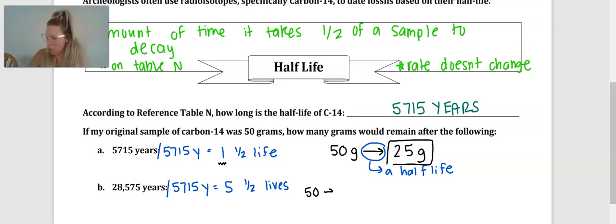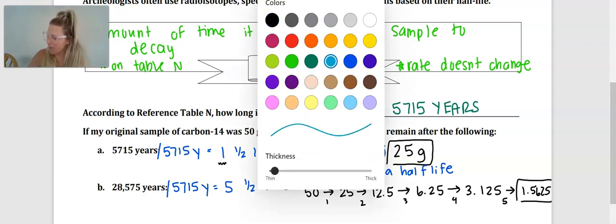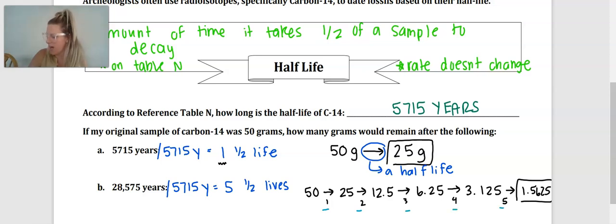So 50, 1 arrow, 25, 2 arrows, 12.5, 3 arrows, 6.25, 4 arrows, 3.125, and that's again 1, 2, 3, 4, and now our 5th arrow is 1.5625 grams. And this is why I like this arrow method. It helps me keep track of the number of half-lives I've used, 1, 2, 3, 4, 5, to match it to my initial problem.